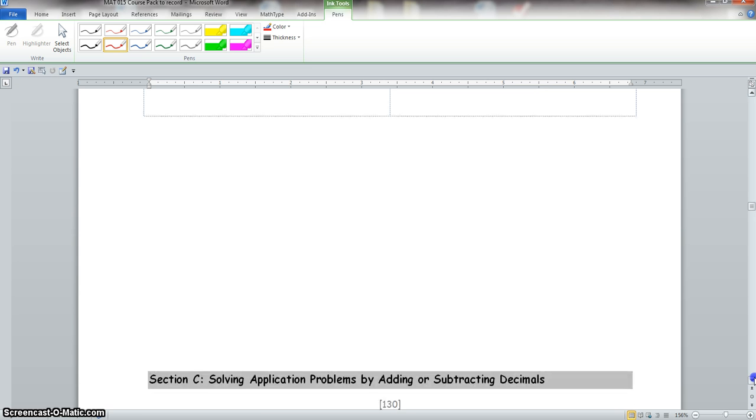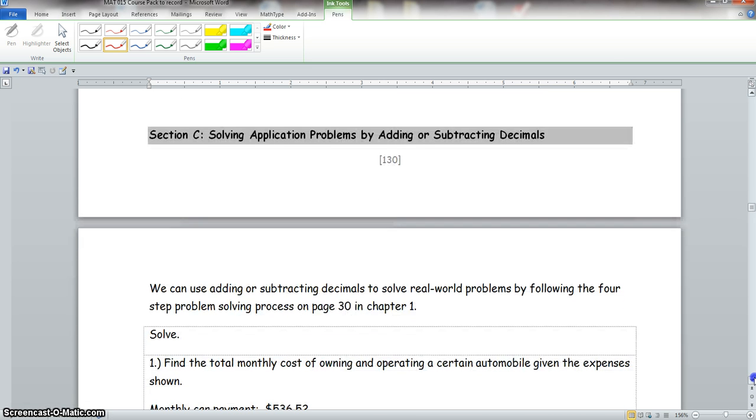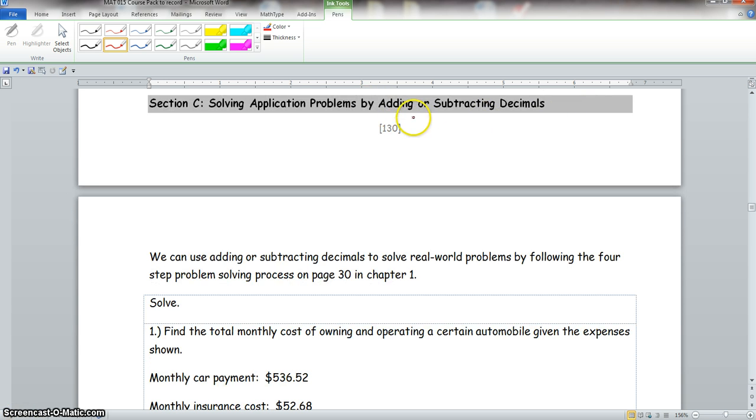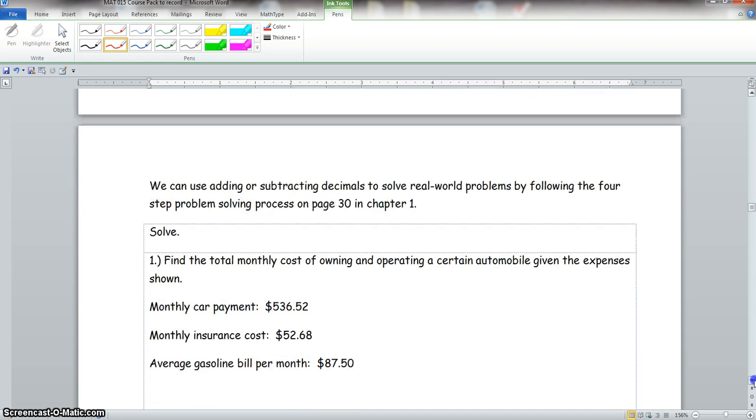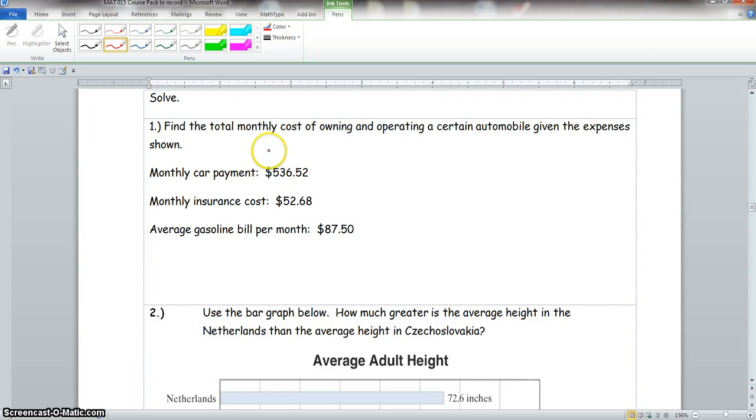Okay, now we scroll down here to section C. Solving application problems by adding or subtracting decimals. We can use adding or subtracting decimals to solve real world problems. Okay, now let's go down here where it says solve. It says find the total monthly cost of owning and operating a certain automobile given the expenses shown.